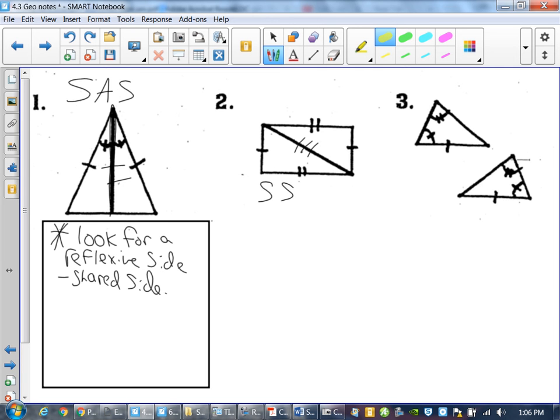side, side, side. The only ways that you're ever going to be able to show that triangles are congruent are with the alphabet soup. These 5. Are there others? Yes. Am I going to bother with them? No. There's leg, leg, altitude.